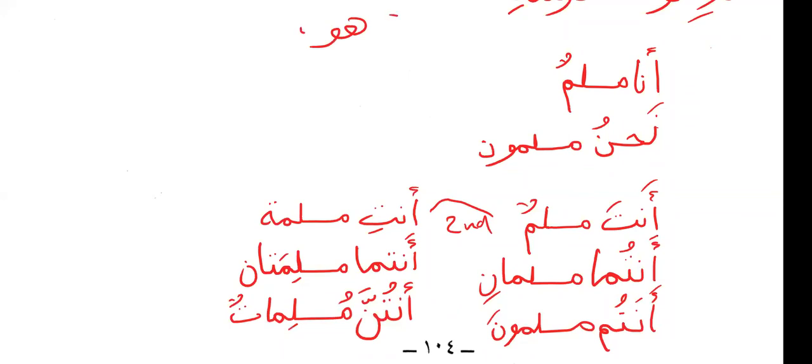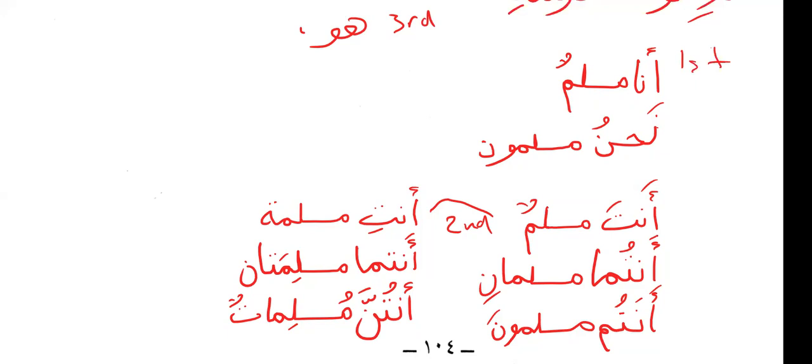So now we're doing third person. These were all second person. These were first person. I am a Muslim. We are Muslims. You are a Muslim. You two are Muslims. You lot are Muslims. And then feminine. Anti Muslima. You are a Muslim. Antuma Muslimatani. You two are two Muslims. Antunna Muslimat. And then you lot are Muslims.